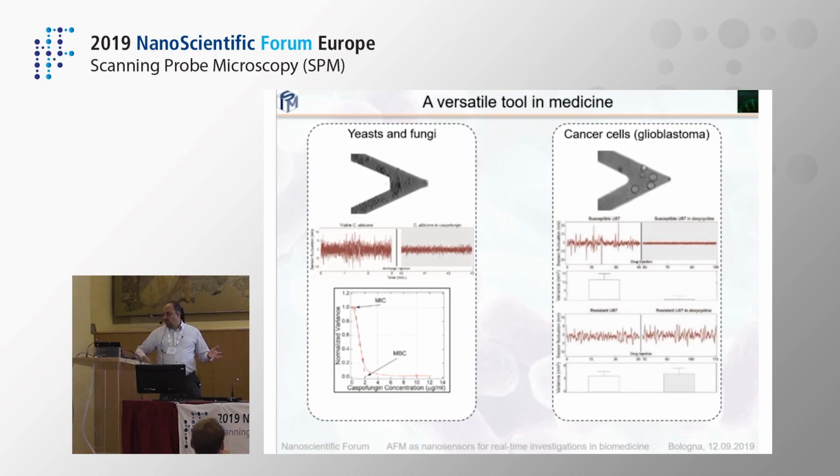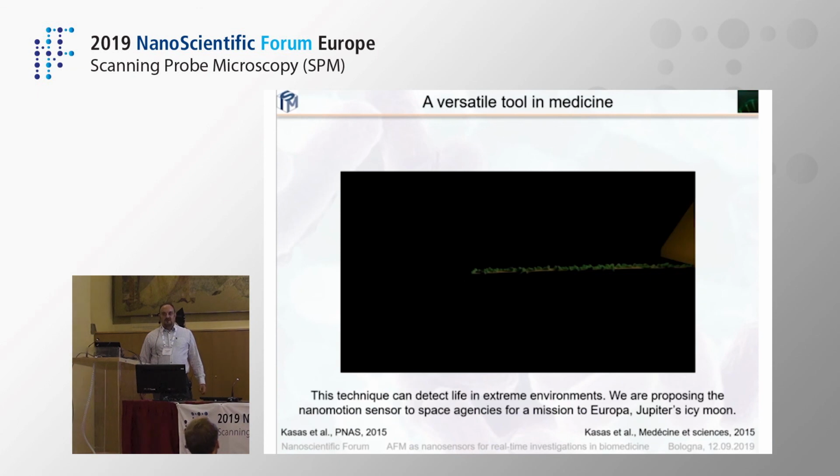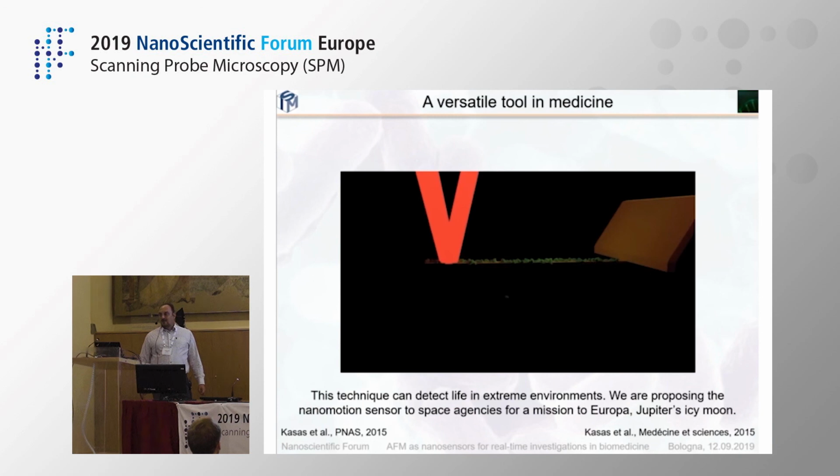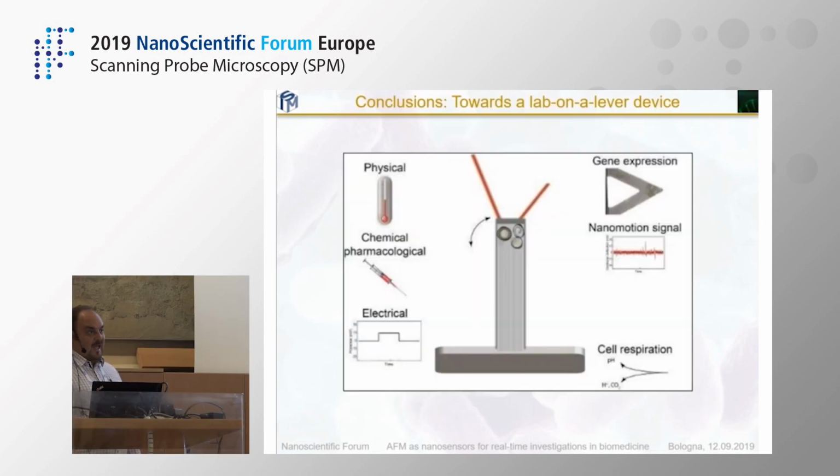And in this case, we proposed this, and we are now talking with different space agencies to bring one nanomotion sensor to an icy moon of Jupiter, in particular Europa, or to other systems, to study the presence of life in extreme environments and in faraway planets.